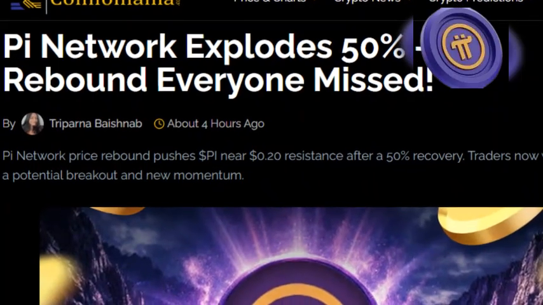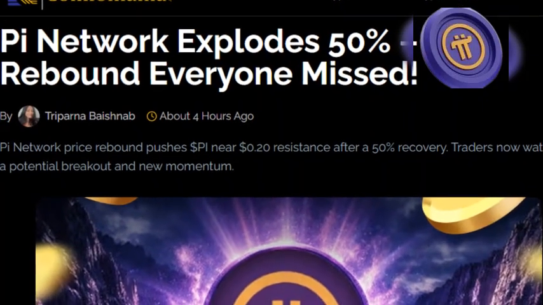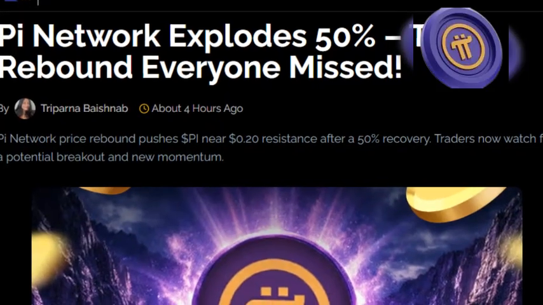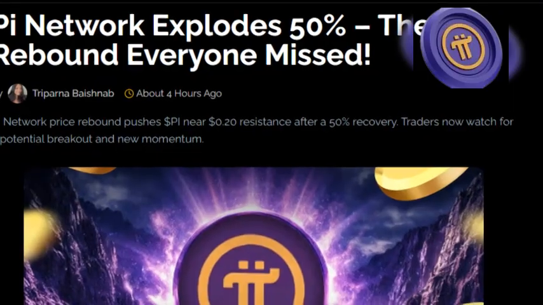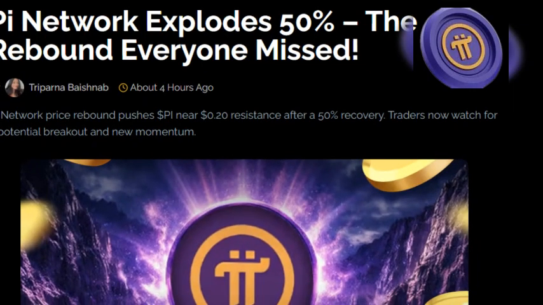This is a normal bounce pattern. Nothing suspicious about it so far. Crashes create bounces. That's how markets work. But the critical question is: is this bounce the start of a sustained recovery, or is it a temporary bounce before another crash? That's where the technical levels matter. That's where resistance comes in.